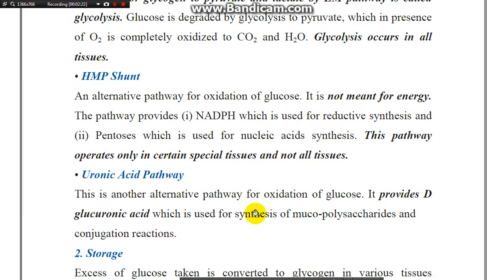And the third utilization here is the uronic acid pathway. This is another alternative pathway for oxidation of glucose. It provides glucuronic acid, which is used for the synthesis of mucopolysaccharides and conjugation reactions.